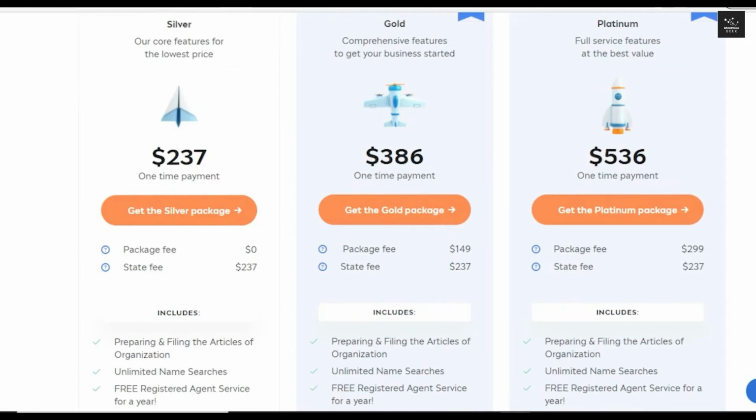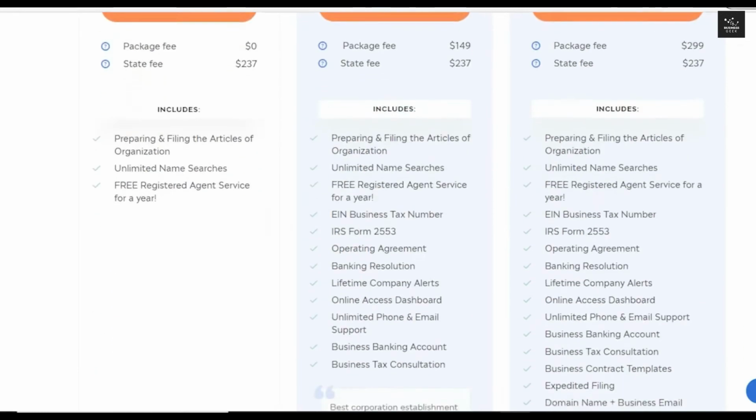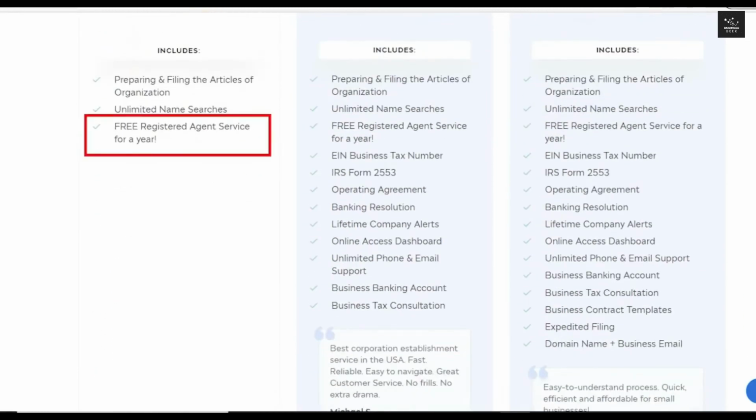But looking at the bigger picture, all other companies will still charge their service fee on top of state filing fees. Incfile does not collect this fee. This plan already includes a free registered agent for your first year of subscription, and $119 annually moving forward if you decide to continue the service after the first year.